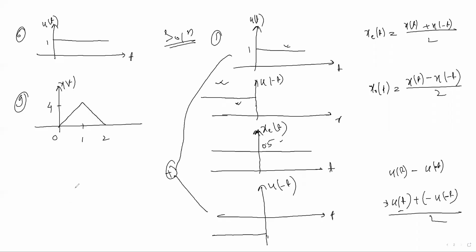Now, when you do plus, what type of signal? This part will come from the first one, and the negative part will come from the last signal, and we have to divide by 2, which means it will be half. It will be half. This is for x naught t. Have you understood? Any doubt?